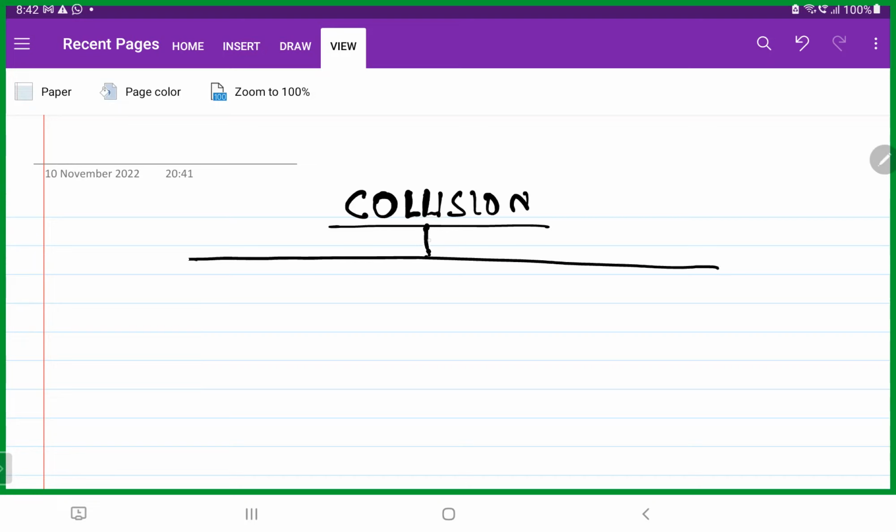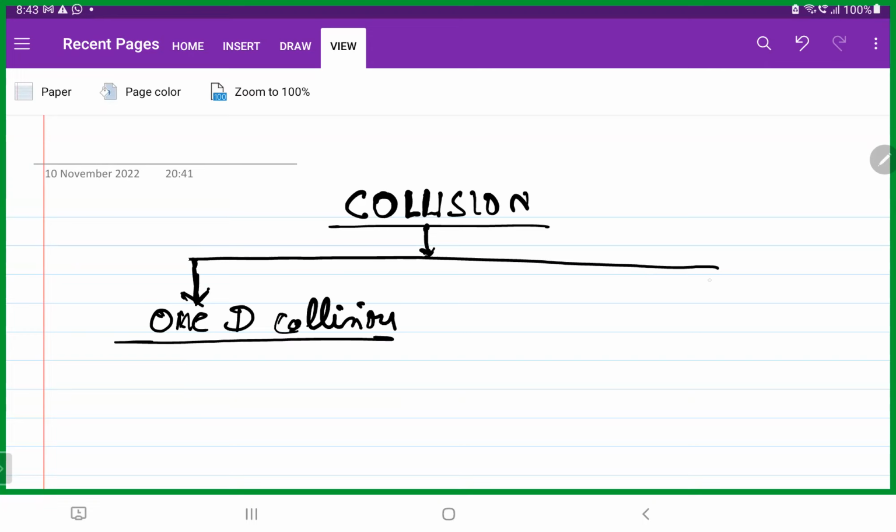This collision: one is one-dimensional collision, 1D. Second will be 2D collision, two-dimensional collision.